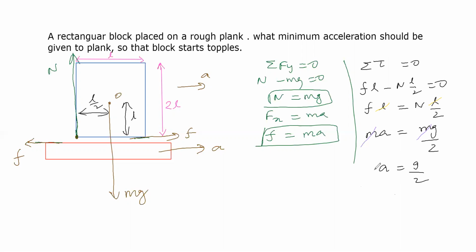That means when we give the plank the minimum acceleration of G by 2, the block is about to topple. If you give less than G by 2, it will not topple. If you give greater than G by 2, it will topple.